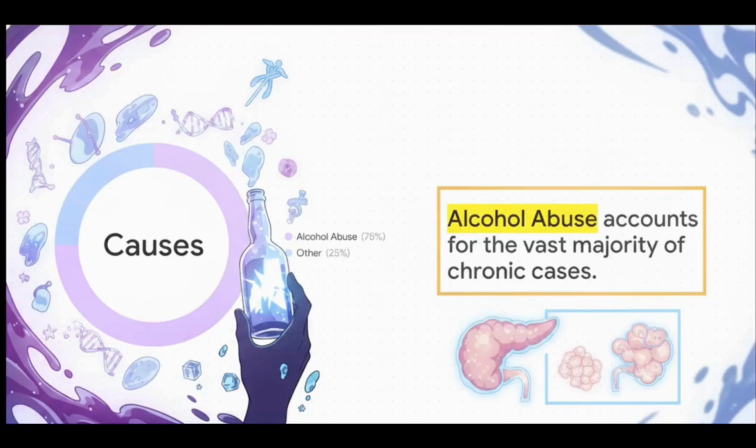A key feature of this condition is irreversible scarring of the duct and the functional glandular tissue of the pancreas. This leads to an inability to digest food properly due to a lack of pancreatic enzymes. This is known as pancreatic insufficiency, and it also affects insulin production.